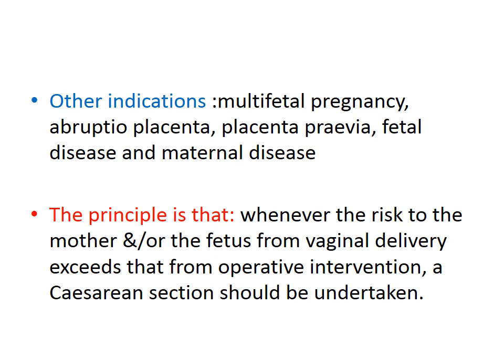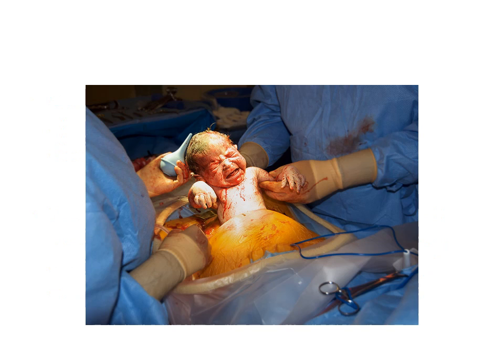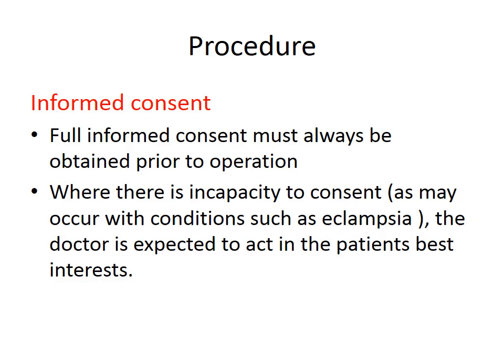So there are many indications, but the principle is that whenever the risk to the mother and/or the fetus from vaginal delivery exceeds that from operative intervention, Caesarean section should be undertaken. And this figure illustrates Caesarean section and how the baby is delivered through an abdominal incision.